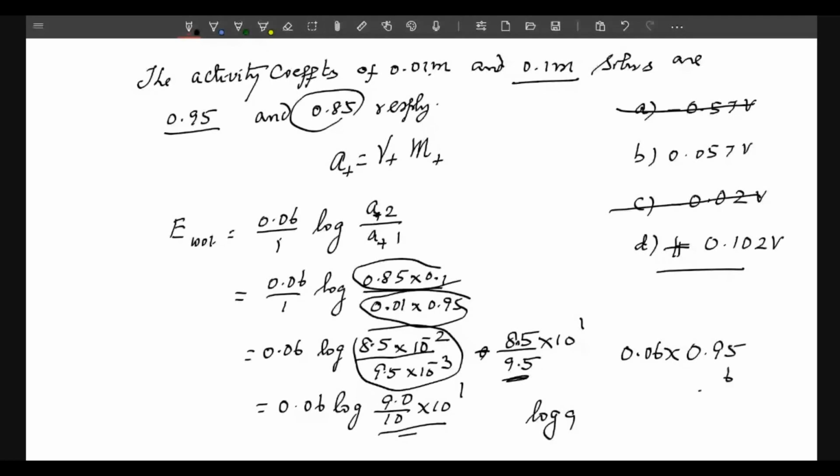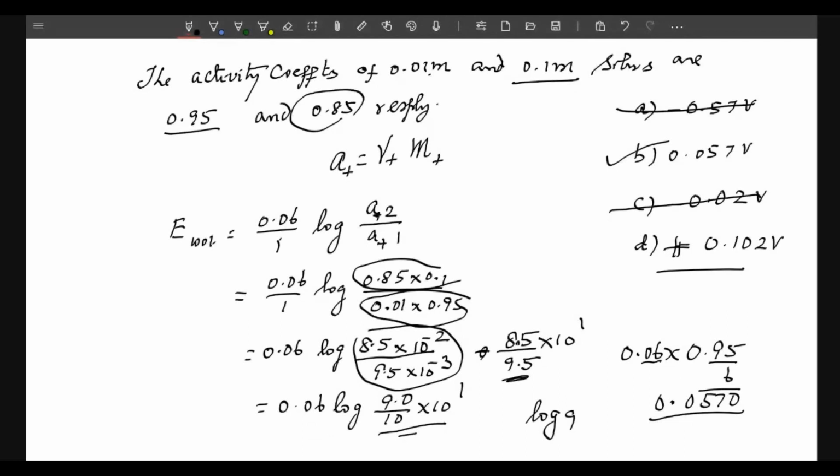0.95 into 6, 57, and 2 and 2, 4, 0.0757, which is the correct answer. B is the correct answer, 0.0757. Okay, this way you can calculate that easily. Whatever may be the methodology, it is the same thing.